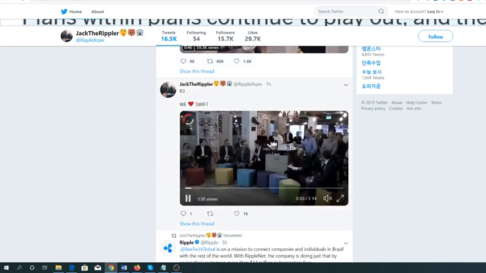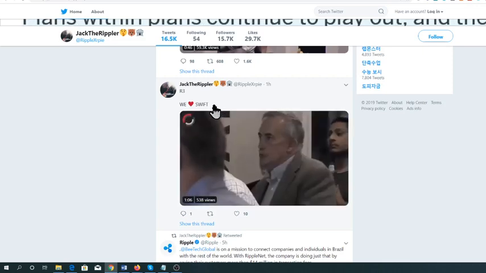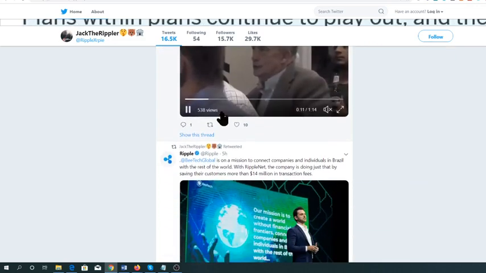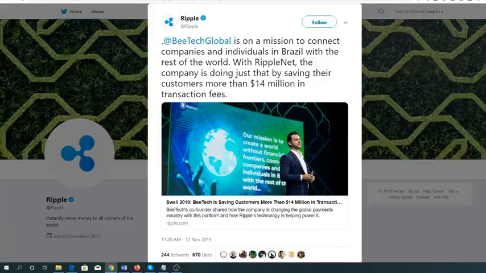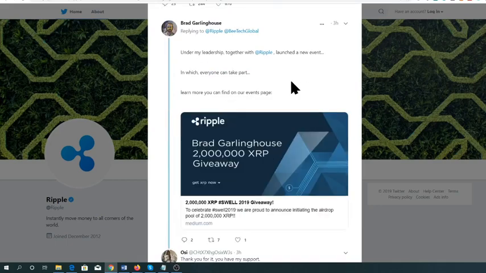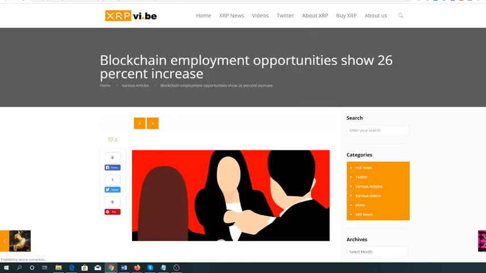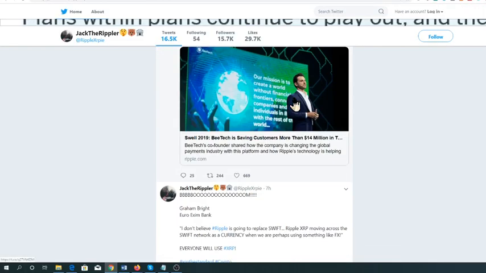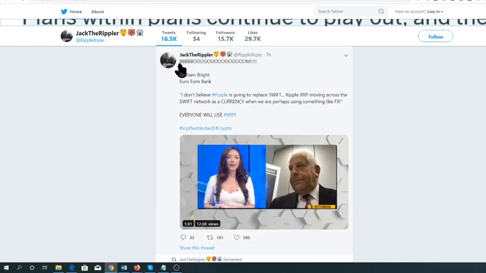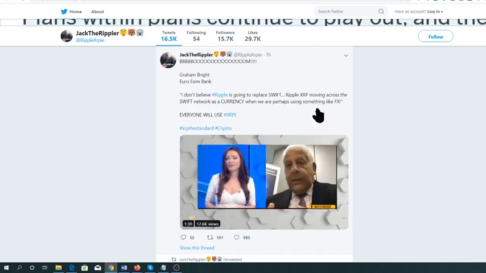Now to the Twitter. This is R3. We love Swift. It's okay, they love Swift, right? It's cool. Because in one Twitter post, I actually saw an executive from a bank, I believe Euro Axim Bank, stating that he doesn't think Swift is gonna go away. In this particular one from Jack the Rippler, he doesn't think Swift is gonna go away because he believes XRP is moving across the Swift network as a currency.